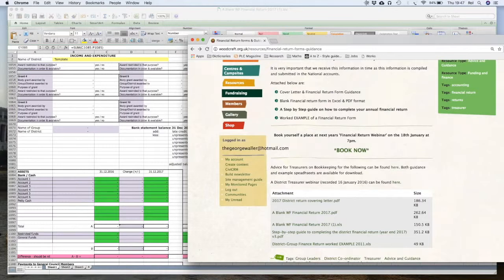Quick question. What if in, say, March this year, you receive three subs relating to last year, which people were a bit lax in paying? It's going to be a small amount of money and it's not material, so just put it into the year you receive it in. Okay, thank you.